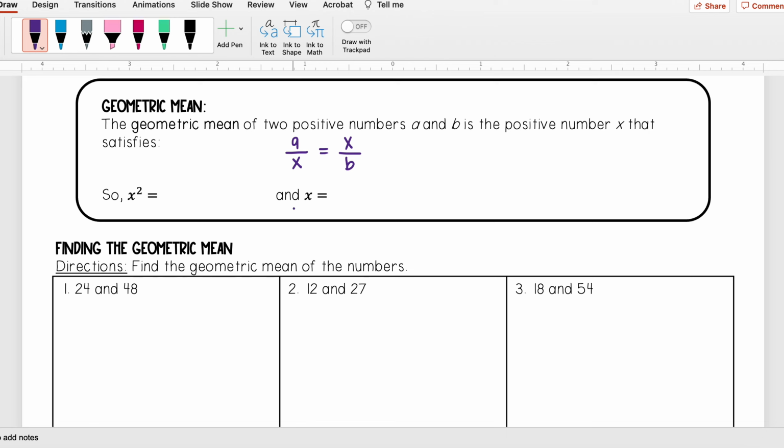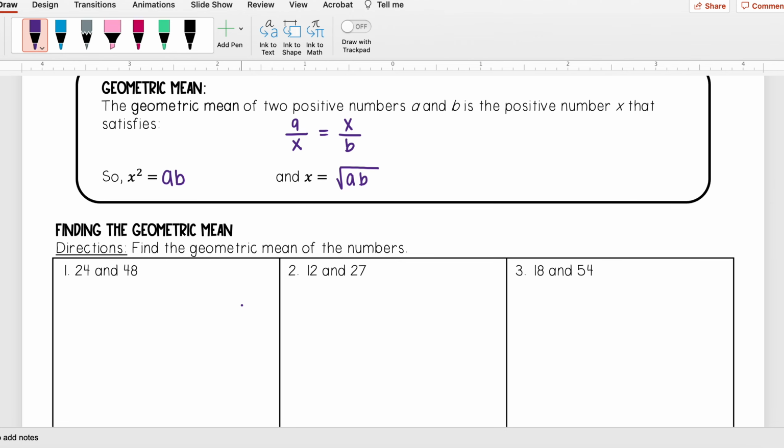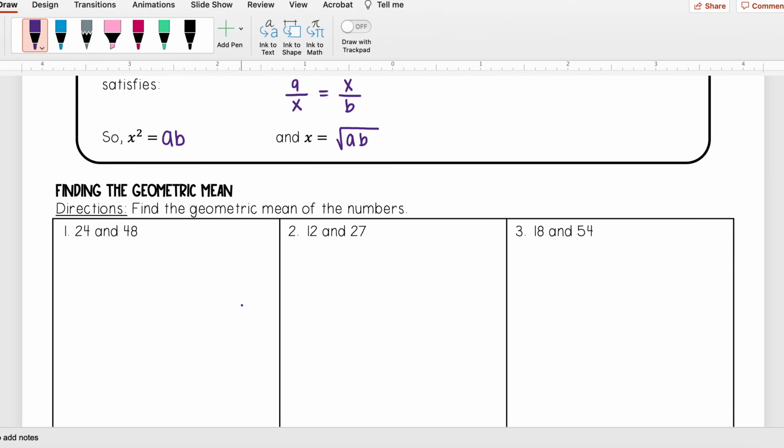There are different ways that we can rewrite this. If I cross multiply, I get x times x, which is x squared, is equal to a times b. So this proportion is the same thing as x squared equals ab, and if I solve that, I take the square root of both sides to get that x is equal to the square root of a times b. Let's go ahead and practice finding the geometric mean of numbers.